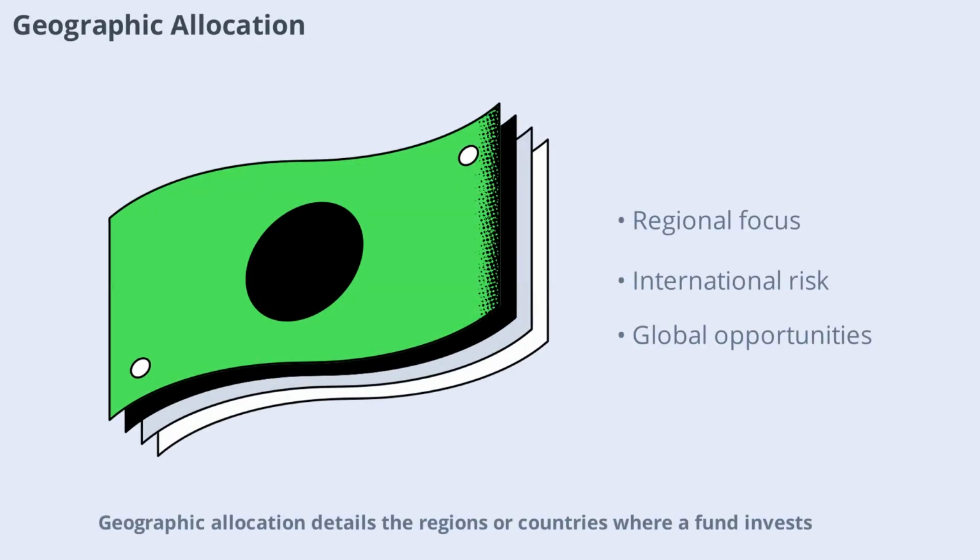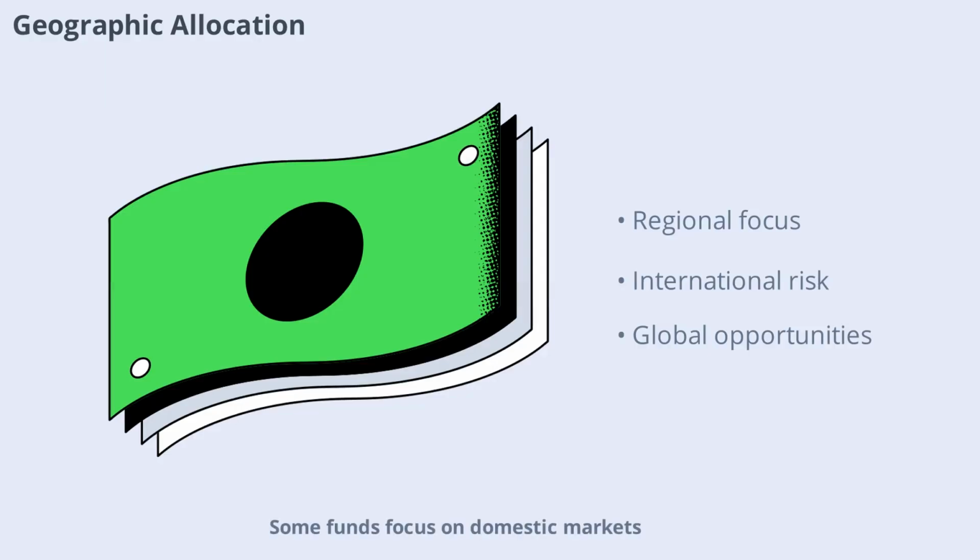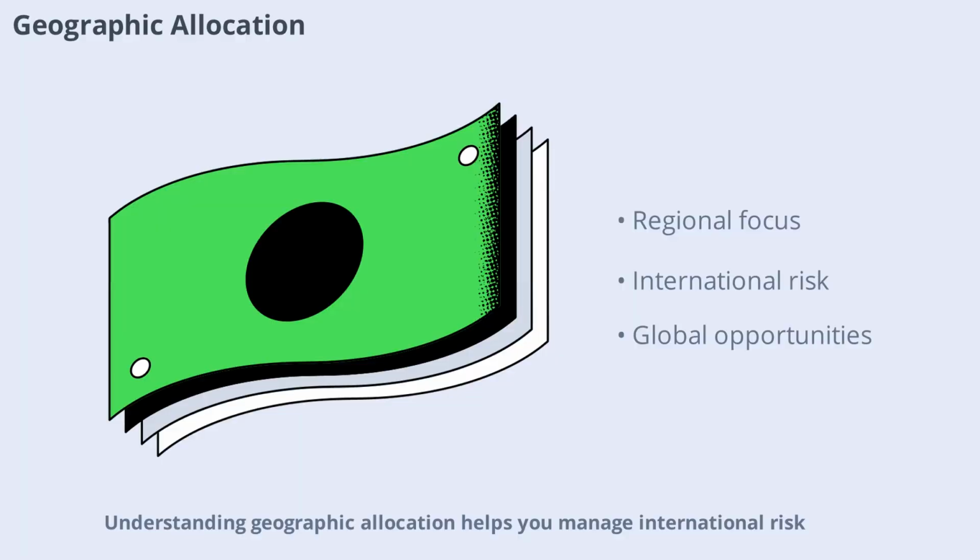Geographic allocation details the regions or countries where a fund invests. Some funds focus on domestic markets, while others have a global or emerging markets emphasis. Understanding geographic allocation helps you manage international risk and take advantage of growth opportunities around the world.